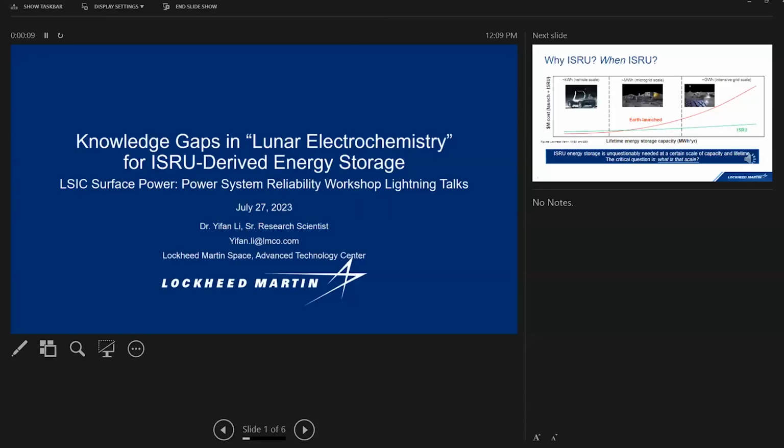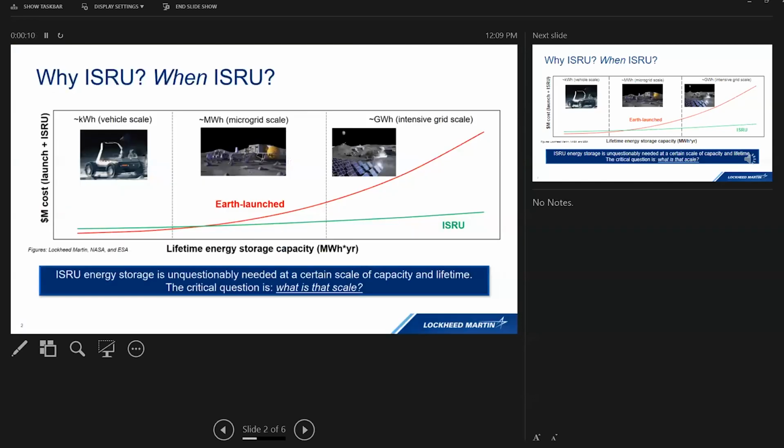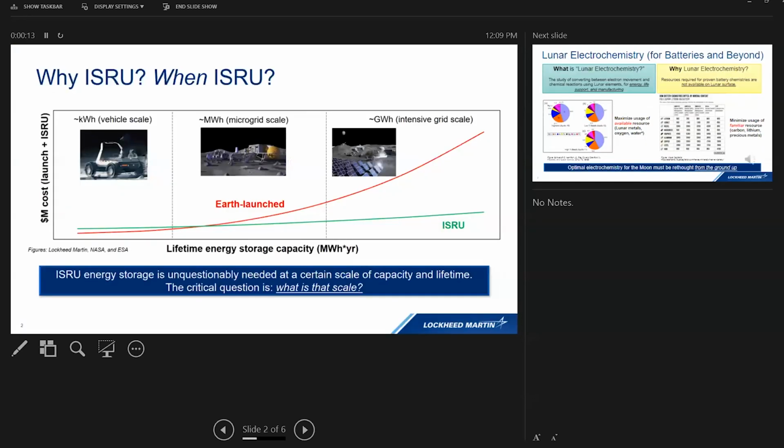Hi, my name is Yifan from the Lockheed Martin Space Advanced Technology Center, and today I want to talk about how lunar electrochemistry as a paradigm enables scalable energy storage on the lunar surface. Why do we need in-situ resource utilization, or more accurately, when do we need it? To be clear, what we're talking about is the difference between Earth launching wholesale energy.